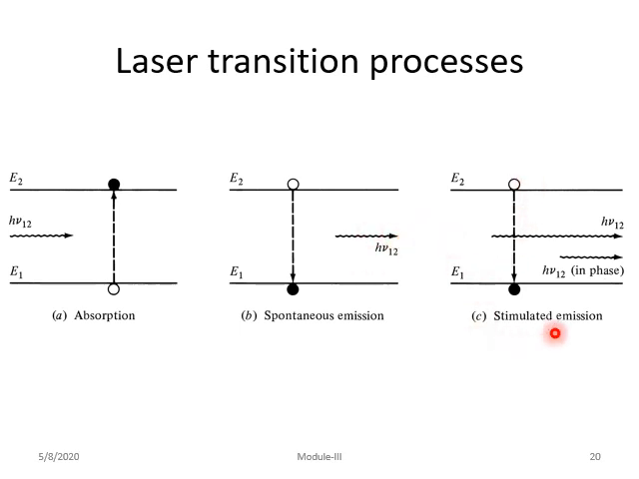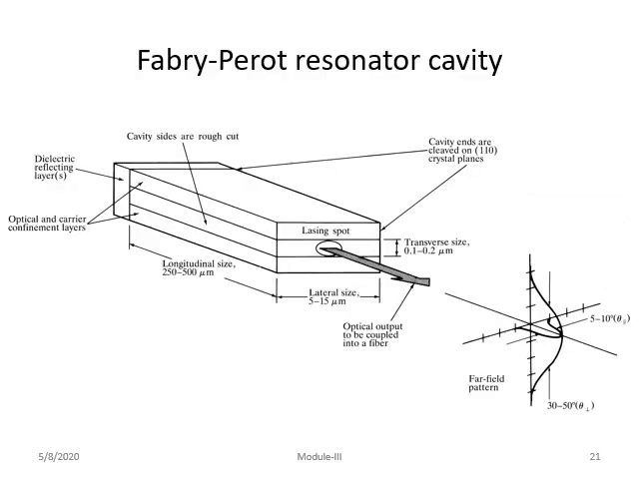And another one is stimulated emission. We have an ion at the highest level, and it is receiving some energy, and it drops to the lower level, releasing two photons. So this is stimulated emission. However, we already know this. By using all these transition processes, we are going to understand the types of laser.